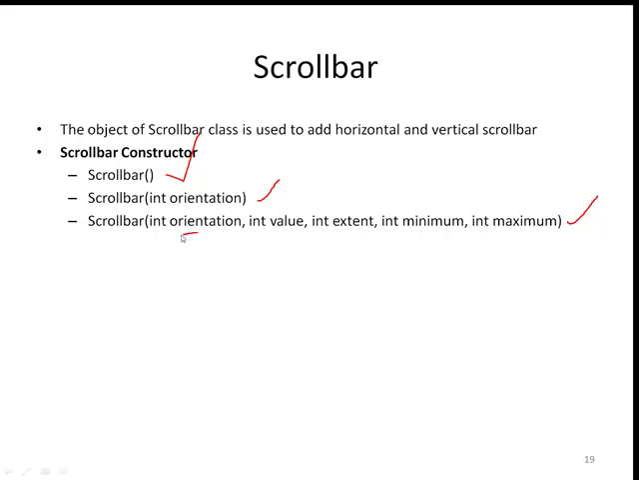Here, this parameter specifies whether the scroll bar is to be a horizontal or a vertical scroll bar. This parameter specifies the starting position of the knob of the scroll bar on the track of the scroll bar. This parameter specifies the width of the knob of the scroll bar. This parameter specifies the minimum width of the track on the scroll bar. This parameter specifies the maximum width of the track.